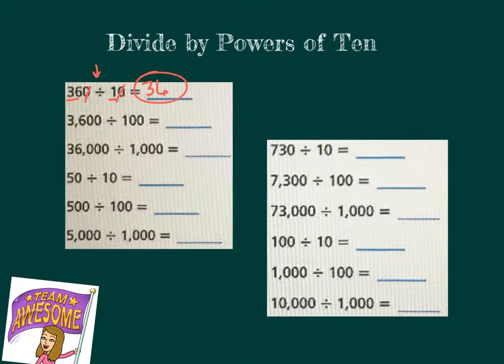Let's see if that happens again on this next one. So take the front numbers. First step, 36 divided by 1 is, well, 36. And then I see 1 zero here. In the other number, I also see another zero. In this one, I have another zero. Oh, wow, they all canceled each other out again. So it'd be 36.